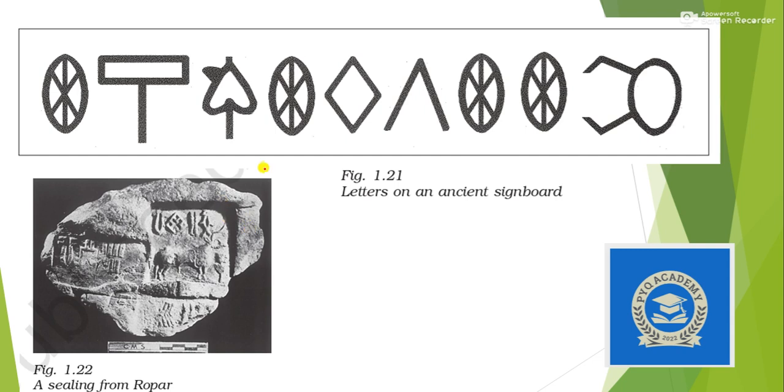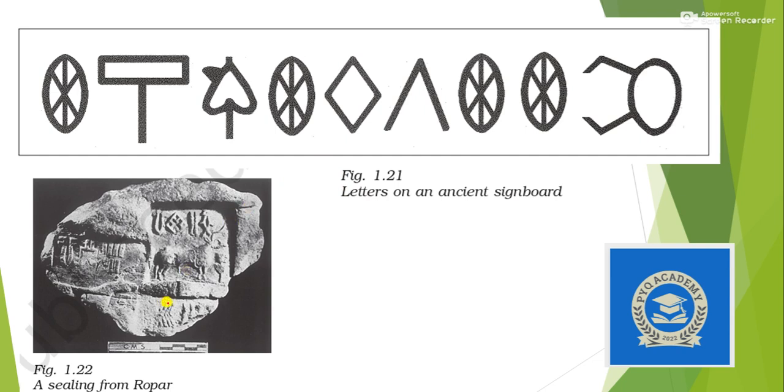Next, so this is a letter on an ancient signboard, and you have to remember this. Till now, archaeologists have not been able to decipher all the symbols. Okay, because they are different in number, no single pattern has been found, due to which archaeologists haven't been successful yet in finding the exact meaning of all these symbols.